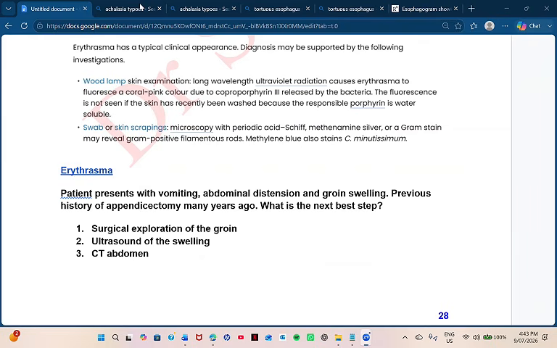Is it surgical exploration of the groin? What about other doctors? Just try, we'll try to find something. Just tell me your opinion. What do you think?